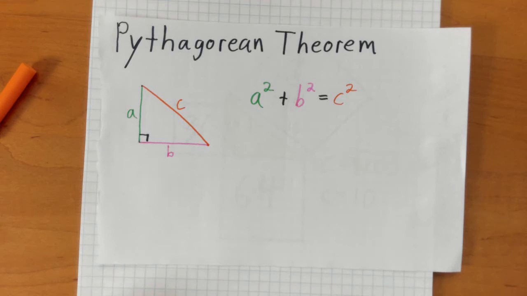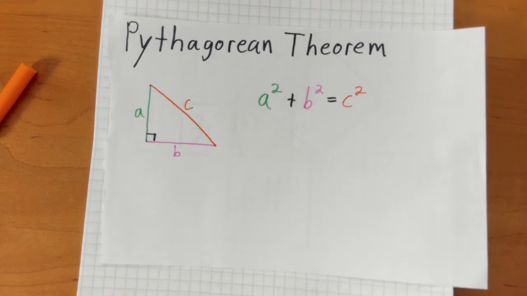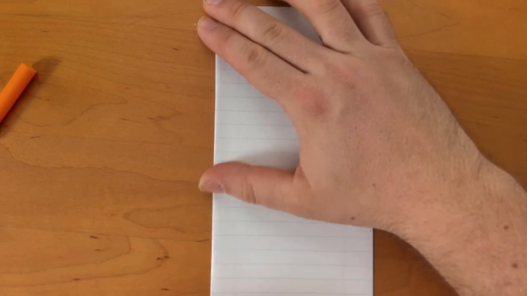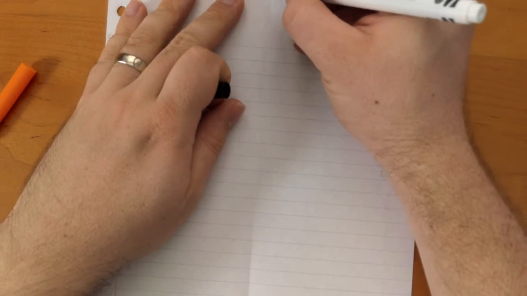So what you should do is take out a sheet of paper. If you need to pause this video to get a sheet of paper, you can. Alright, so you should have a sheet of paper. And we're going to fold this sheet of paper in half, long ways, like so. That way we get a nice crease that we can draw a line down the middle.